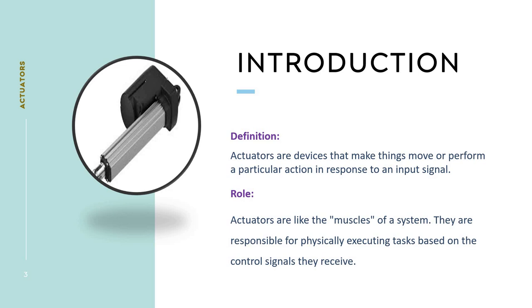These are the devices that make things move or perform a particular action in response to an input signal. So, what is the major role of these actuators? They are the muscles of the system. They are responsible for physically executing the tasks based on the control signals they receive. So, these actuators make our life very easy. In day-to-day life, everywhere we use these actuators.